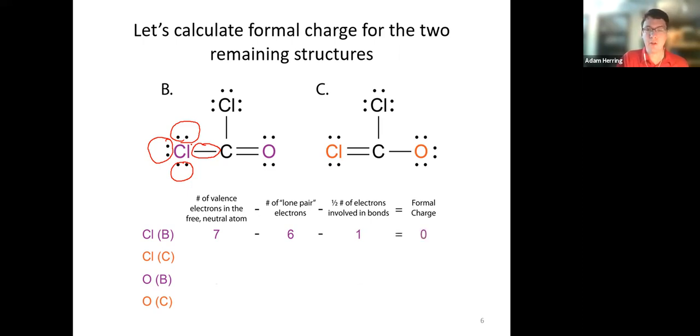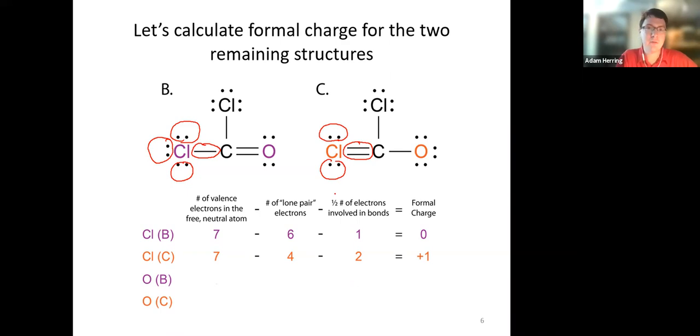For the chlorine, the orange chlorine in C, since it's chlorine, it also has 7 valence electrons. But it only has 4 electrons that are counted as lone pairs. There are 4 total electrons in bonds, and so we count half of those. And so it would have a formal charge of +1.